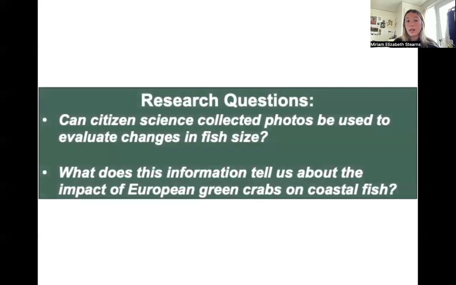So my research was guided by two primary questions. The first one being, can citizen science collected photos be used to evaluate changes in fish size? And the second one being, what does this information tell us about the impact of European green crabs on coastal fish populations?